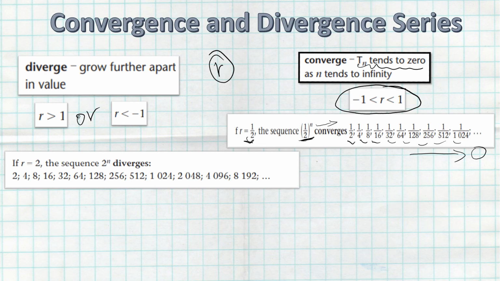Then what? Then it's divergent. What does it mean when we say it's divergent? Tn grows further apart in value. So those series will be growing further apart. Let me take a look at this example here.